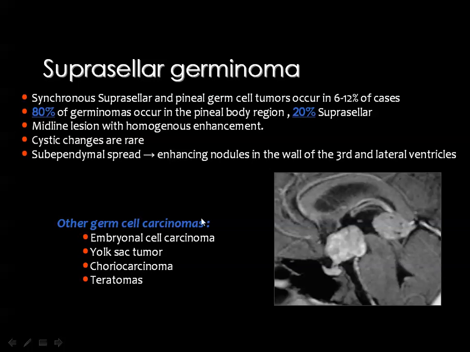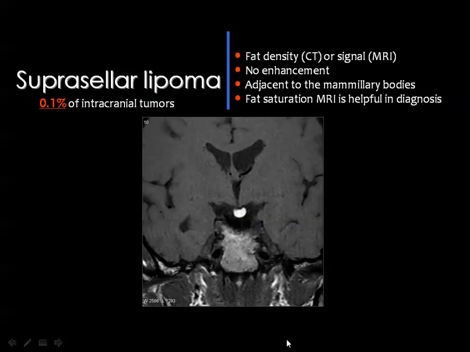Then other germ cell tumors that can be seen here, like embryonal cell carcinoma, yolk sac tumor, choriocarcinoma, and teratomas, but germinoma is one of the well-known lesions here.